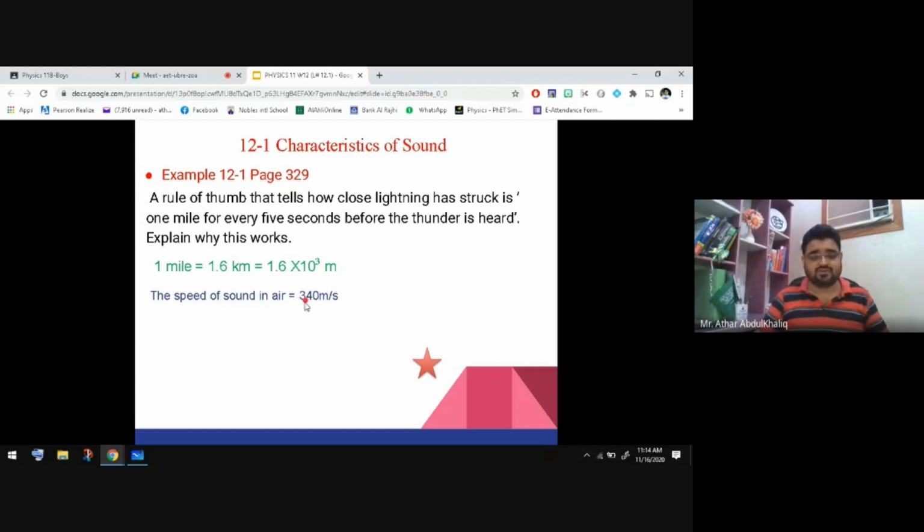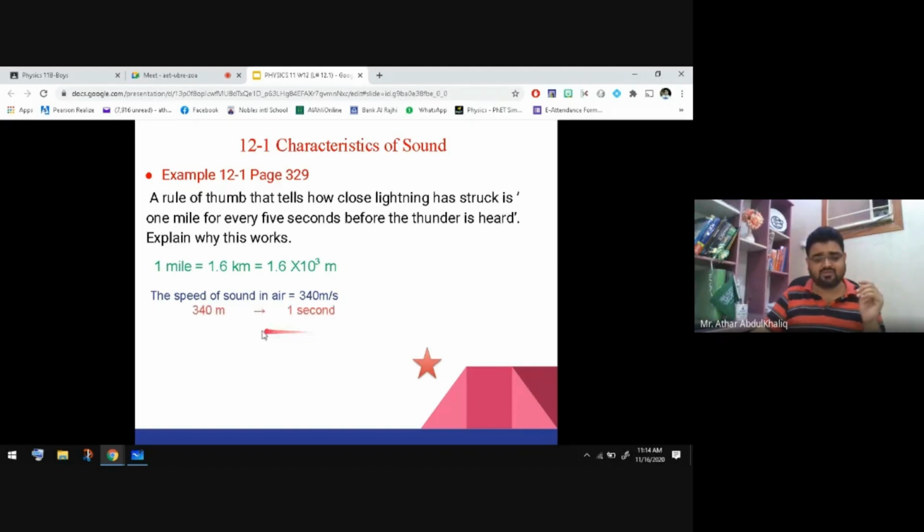So the speed of sound is 340 meters per second. So what will happen after 5 seconds? If you talk about 5 seconds, you multiply 340 with 5. So what will happen? 340 times 5, it is almost 1600 kilometers. So it becomes 1600 kilometers.